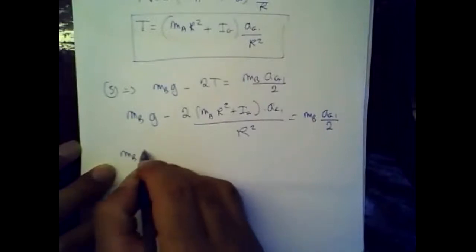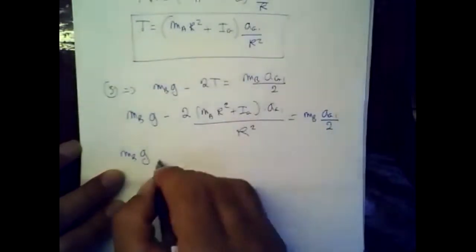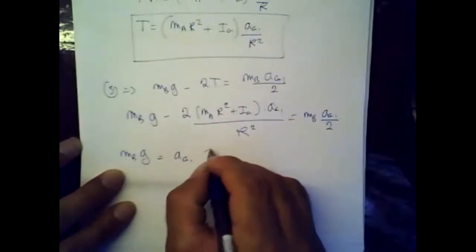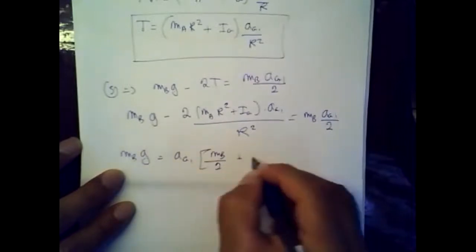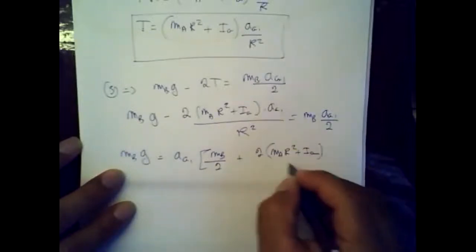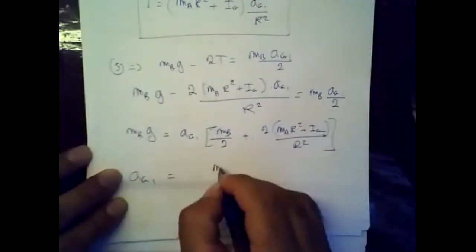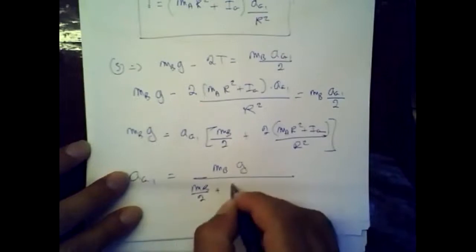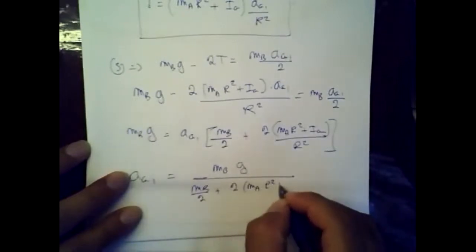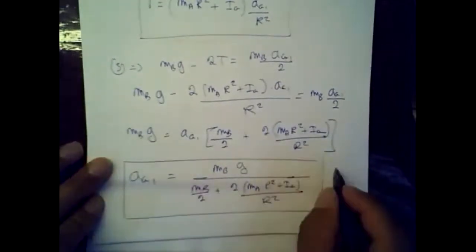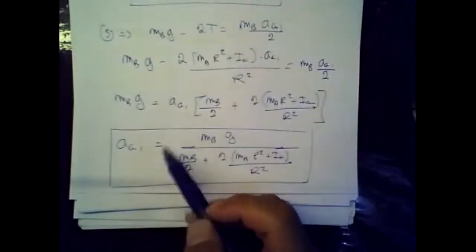So don't worry, guys. On the exam, I won't give you something that involves that much computation. It will be a little bit simpler than what you are seeing here. So here we have directly solved for AG1 equal to MBG divided by MB over 2 plus 2 times that term. Okay, so there you go, guys. Here we have solved for the acceleration of G1.